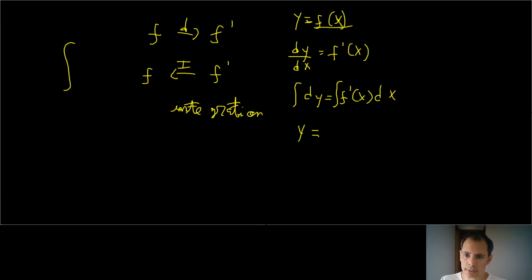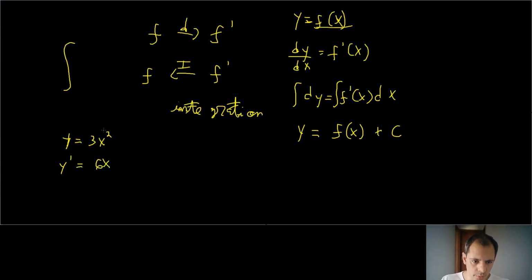But you have to put a plus c, because when you're going back, you don't know if there was a constant before. Let me show you something. Let's say you have y equals 3x squared. You differentiate it, y prime is going to be equal to 6x.